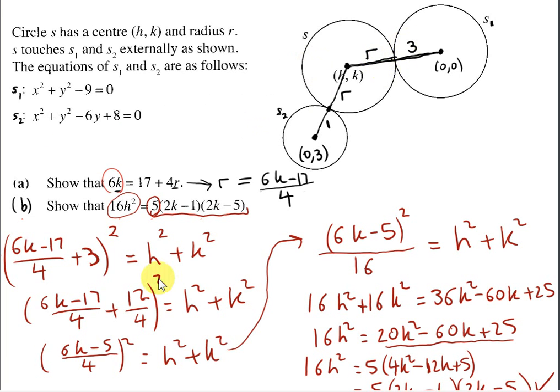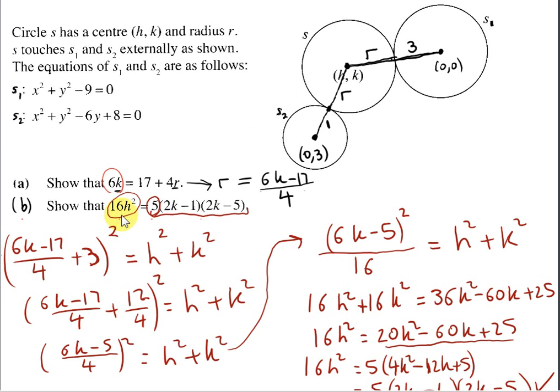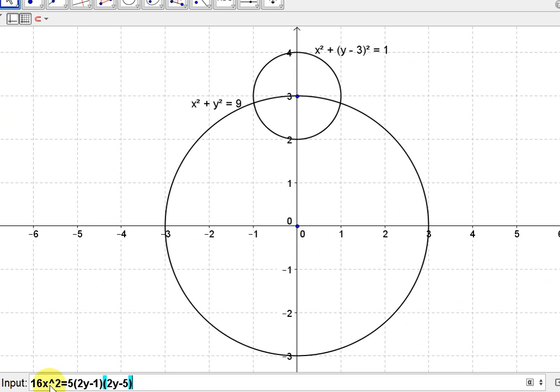Circle S touches both circles. Now, to see where the centers of the circles that touch both of these circles lie, we can use the fact that the center of S satisfies this equation here. The x value of it is h, the y value of it is k. So what I'm going to do is plot this curve here. So I've just replaced h with x and k with y in the second relation that was proven.